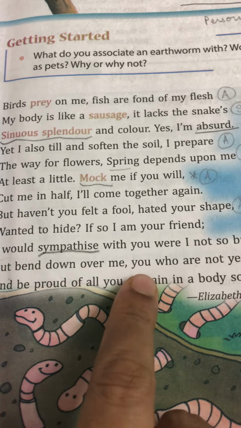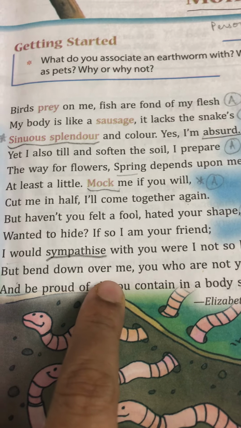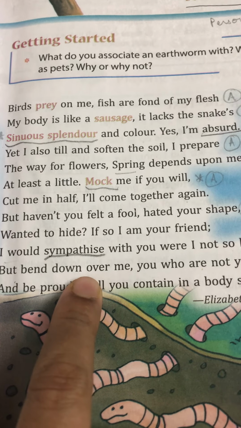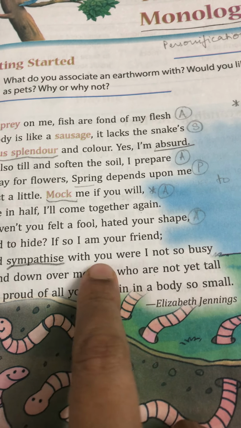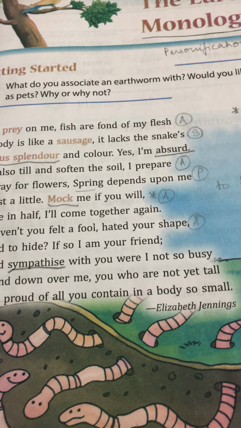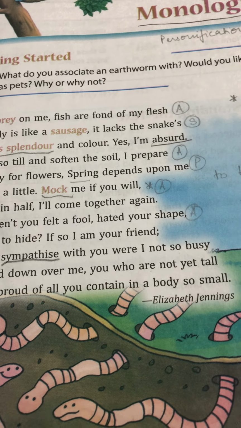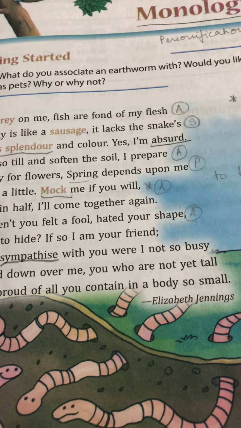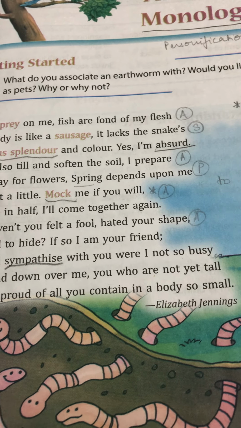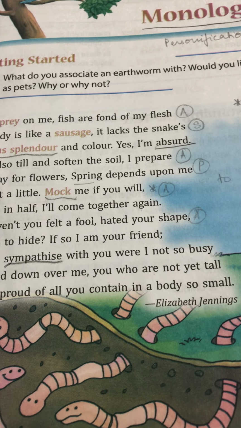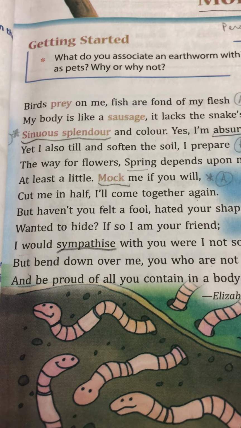But bend down over me. You might think yourself taller than me, but to look over me, to look upon me, you have to bend down, you who are not yet tall. So what this sentence means is that the tallest is God. You can consider yourself tall, but don't consider yourself tallest, because God is the tallest above all. He is above us. He is there looking upon us. So be humble, be grounded, be modest, and bend down.